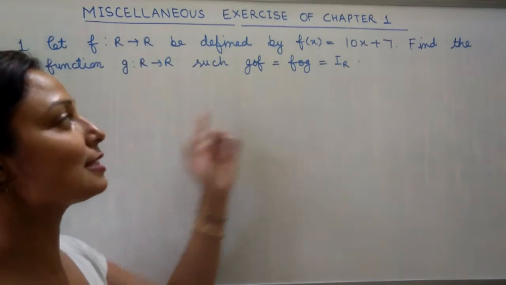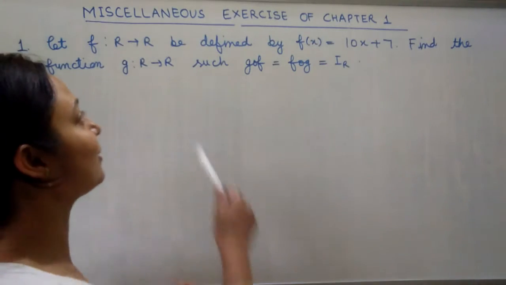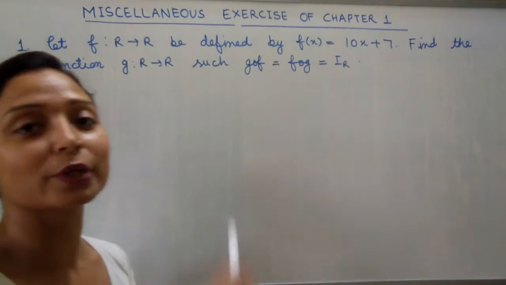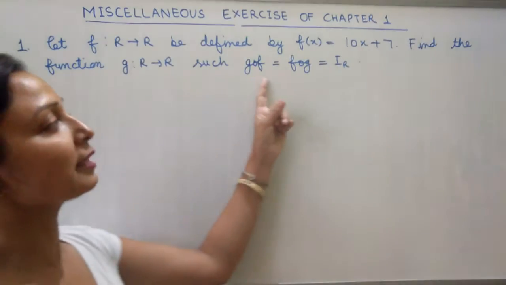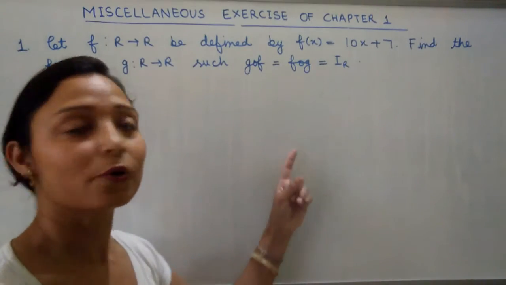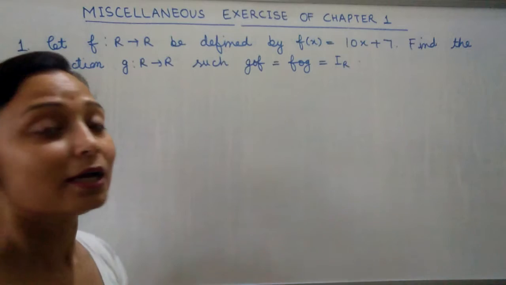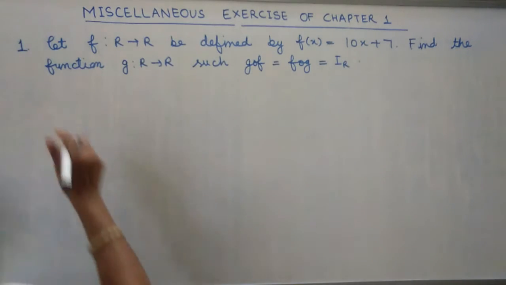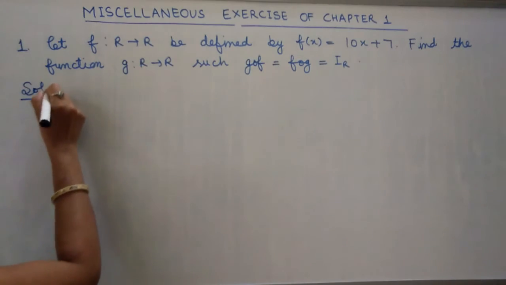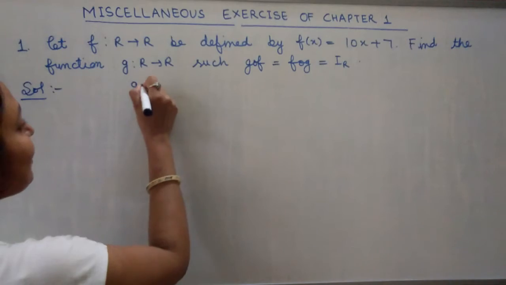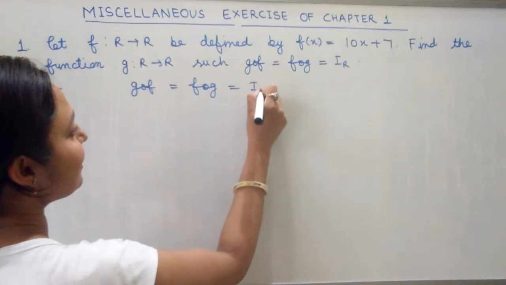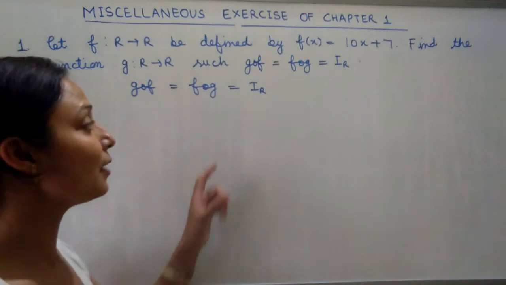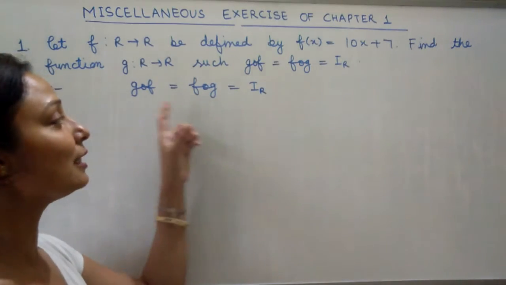The first question is: f(x) is given to you, which is defined from R to R, real numbers to real numbers, and you have to find another function, that is g, by using this, which is given to you. Okay, so let's start with the given terms. How can you find the value of g? gof = fog = I_R. It is given to you. You have to find the identity element with these two elements.